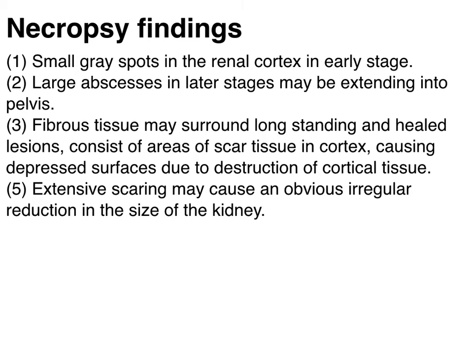بالنسبة للنكروبسي, findings include small gray spots in the renal cortex in the early stage, and large abscesses (خراجات كبيرة) in the later stage, which may extend into the pelvis. Fibrous tissue may surround long-standing and healed lesions, consisting of areas of scar tissue in the cortex, causing a depressed surface due to destruction of cortical tissue. Extensive scarring may cause an obvious irregular reduction in the size of the kidney.